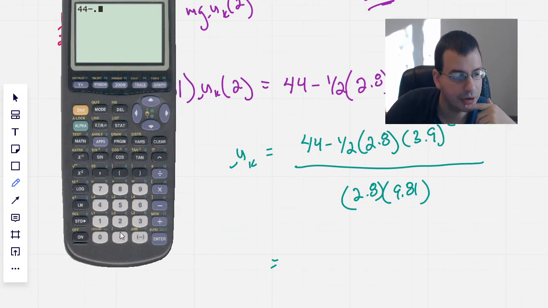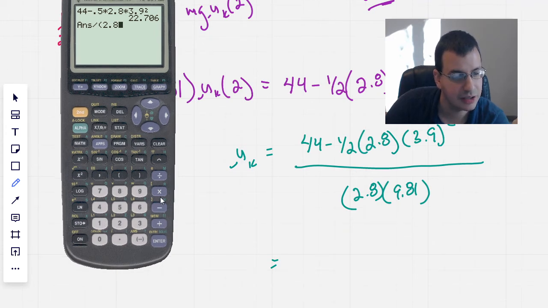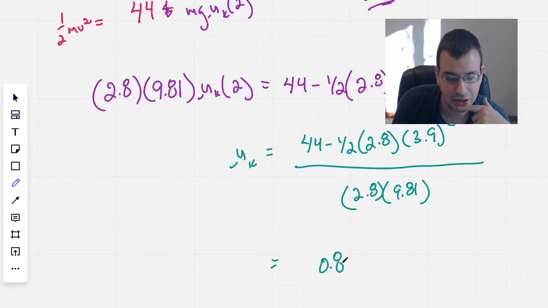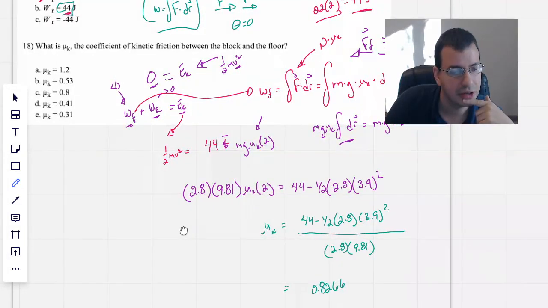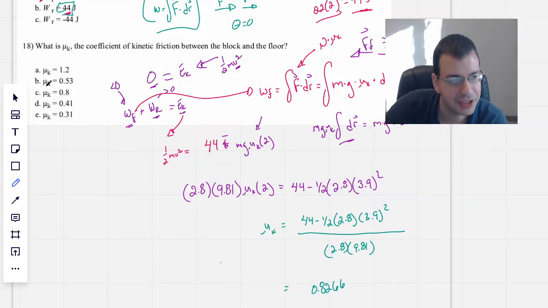44 minus 0.5, which is 1/2, times 2.8, times 3.9 squared. I'm going to enter, divided by quantity, 2.8 times 9.81. Click, click. And we get 0.8266. Okay? Is that a possible answer? Not really. So 0.826, closest is that one, but not quite, and it doesn't feel right.